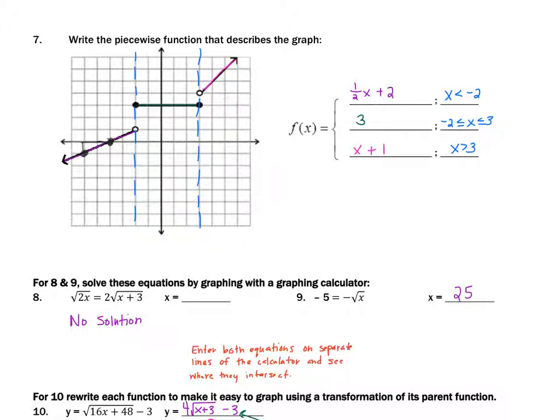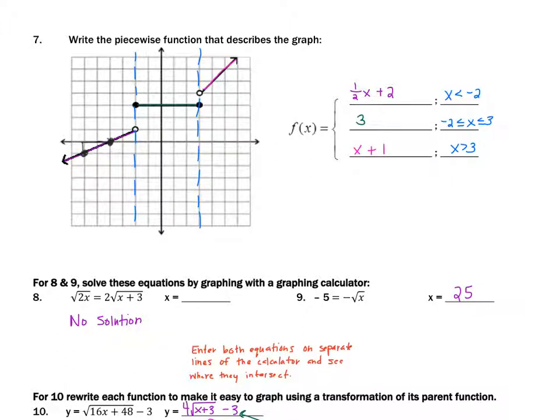All right, for numbers 8 and 9, those just require putting them into your graphing calculator and seeing where they would cross. So we would take each part, in this case square root of 2x, and 2 times the square root of x plus 3. We would put them each on their own lines in the y equals part of your graphing calculator. And then when you graph them, you'd see if they cross or if they don't. In the case of number 8, it's clear from the picture that they do not cross. If two graphs don't cross, then they have no solution.